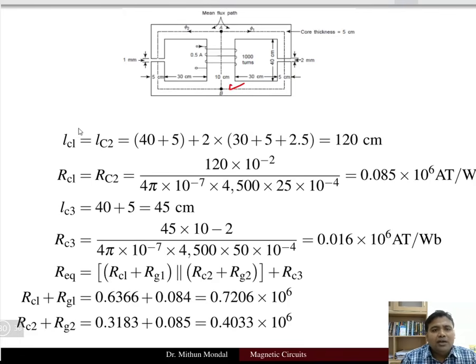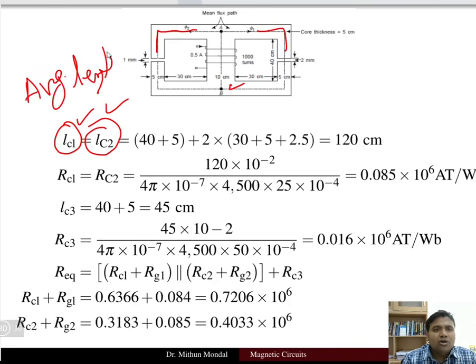So find the length of core material 1 and core material 2. That is, in this part of the core and this part of the core, what is the length? That is the average length. So we need to find the average or the mean length of the core material.